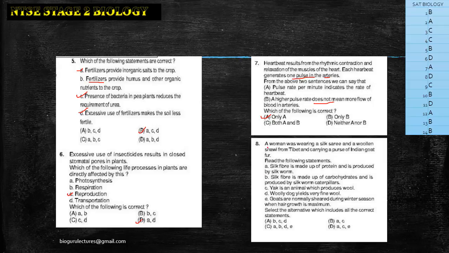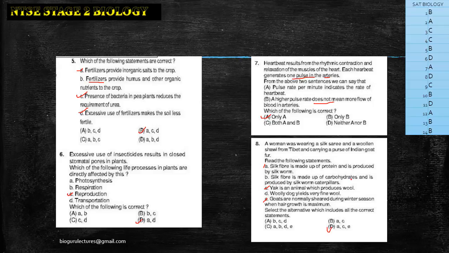Next, a woman was wearing a silk sari and a woolen shawl from Tibet and carrying a purse of Indian goat fur. So read the following statements and come up with an answer. It's quite lengthy, and I really don't want to go through these options because they're easy ones. So A, C, and E are right.